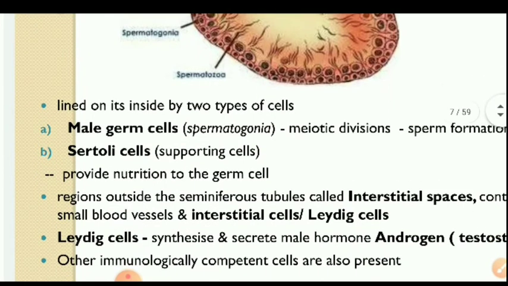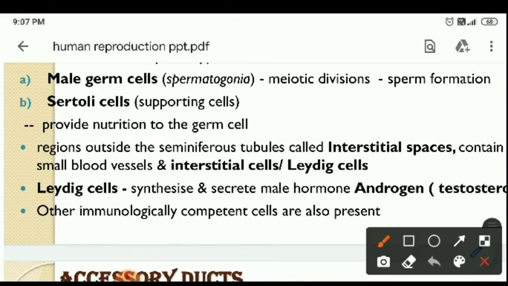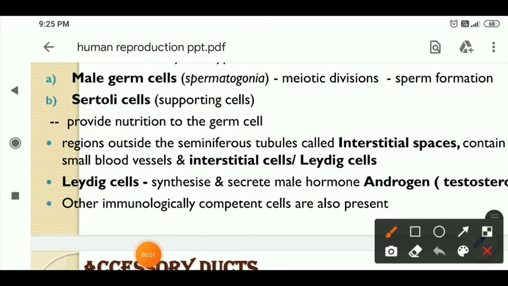The seminiferous tubules have two types of cells. One is the male germ cells, the other is Sertoli cells. The male germ cells, the spermatogonia, undergo meiotic divisions responsible for sperm formation. Sertoli cells are responsible for providing nutrition to the germ cells, or sperm cells.